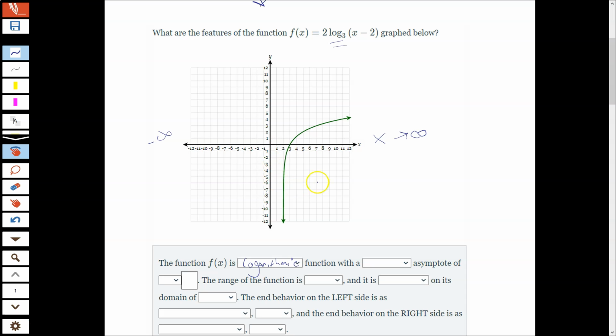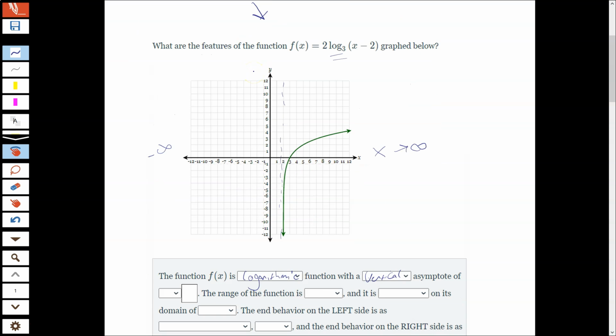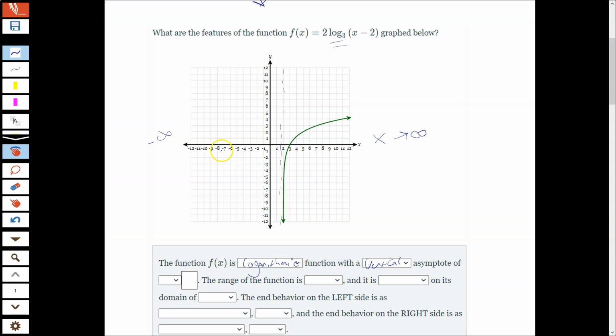It would be harder if it just gave you the graph and you had to remember that this is logarithmic based on the way it looks, but you don't have to do that. Okay, so logarithmic, and then we need to pick vertical versus horizontal as this next box. Well, in this graph, you can see that there's a vertical asymptote. Remember, it's the line that the graph does not touch vertically. And we can go back to our notes and say that log functions only have a vertical asymptote, right?